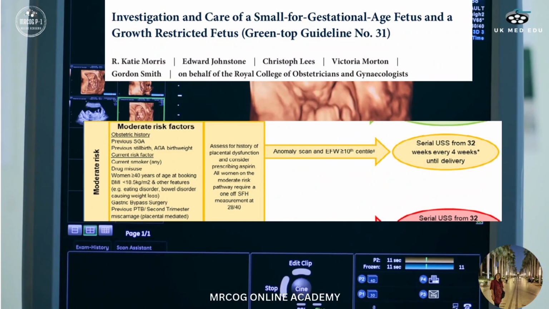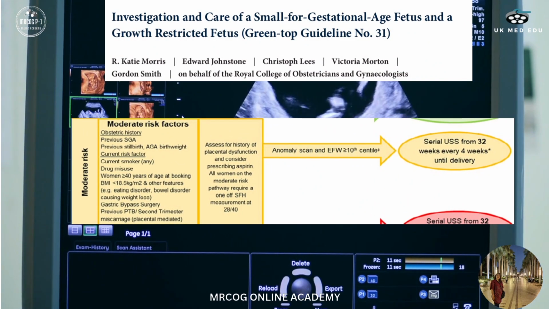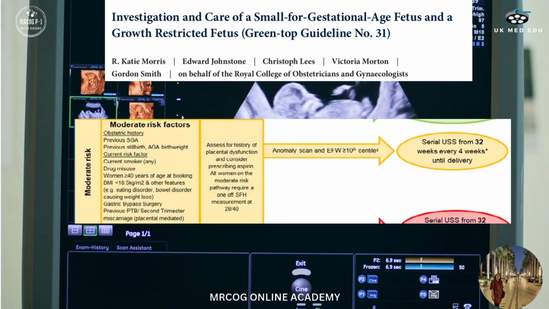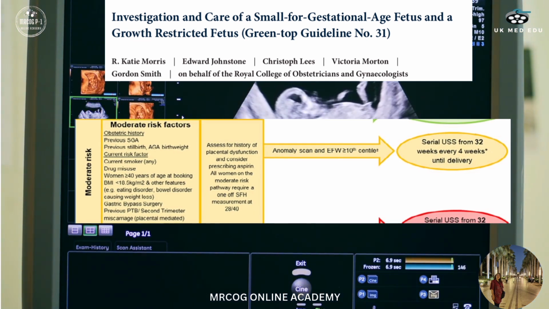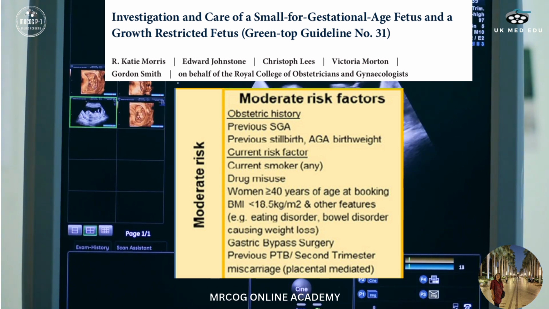Now look at the yellow section, that is moderate risk factors. These conditions slightly increase the risk of fetal growth restriction. These risk factors are important for management purposes, so you have to know each and every risk factor. In moderate risk factors, there are obstetric history factors and current risk factors. In obstetric history factors, it includes previous small for gestational age baby and previous stillbirth.